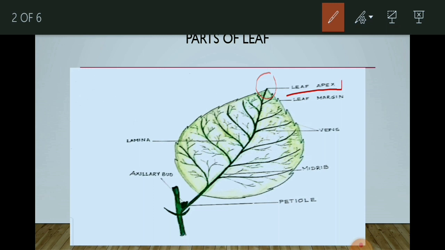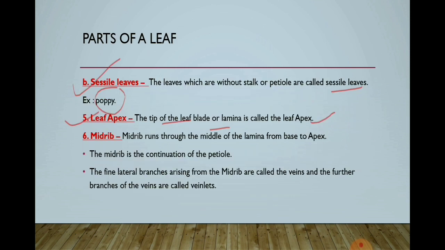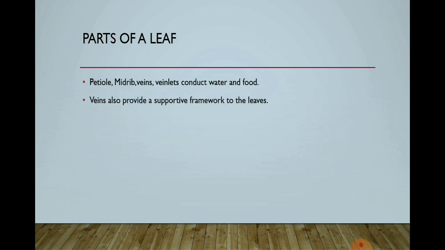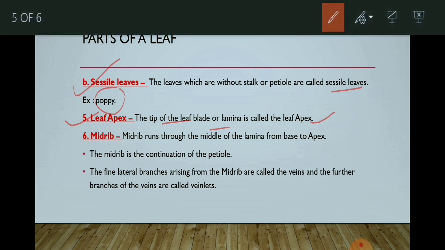So this tip of the leaf is known as the leaf apex. Okay, so now I will discuss the next point. Let's see which is the next point now. The next point is the midrib. So what is midrib? Midrib actually runs through the middle of the lamina from base to apex, and it is the continuation of the petiole.